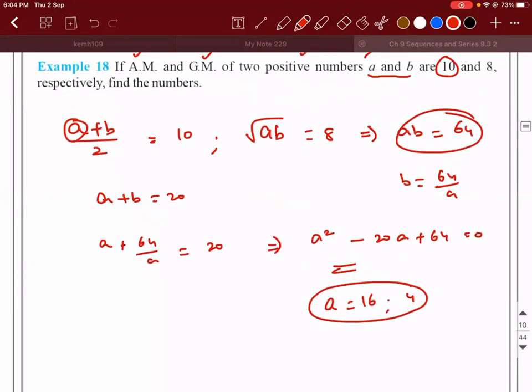Generally, we try to take the small a as the smaller number, right? So find the numbers. It can be 4, 16 or 16, 4, anything, because they didn't tell which one is greater than the other. Am I clear?